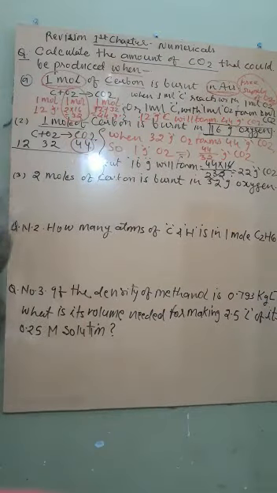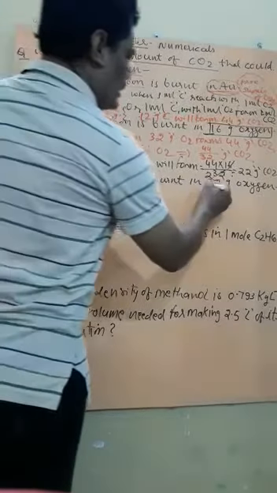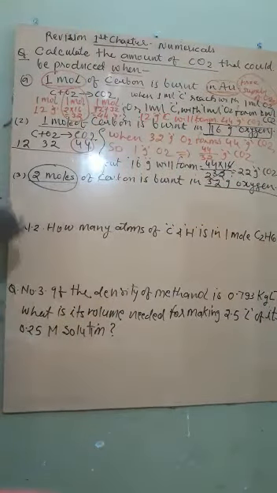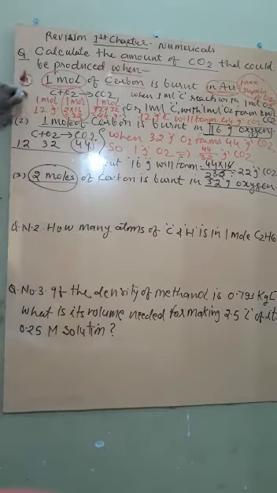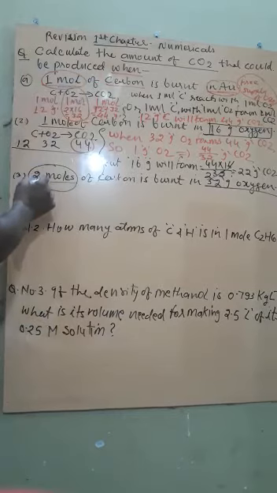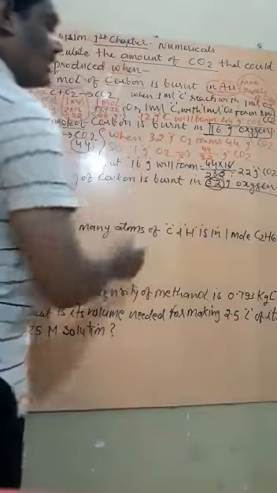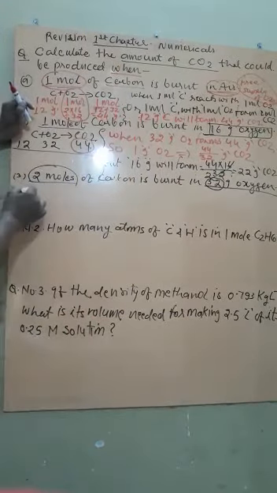Question number 3: 2 moles of carbon is burnt in 32 gram of oxygen. Now the moles of carbon have changed, 2 moles. Earlier, 1 mole formed 44 gram, but how much will 2 moles form? But here is one more very important thing. Oxygen is now 32 gram. So again we have to write the balanced chemical equation.